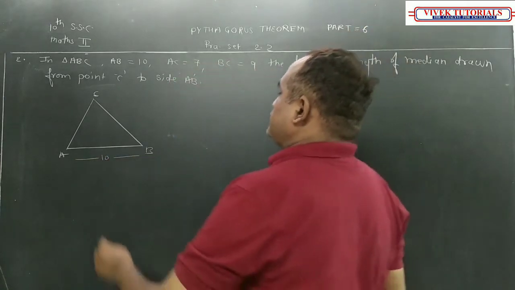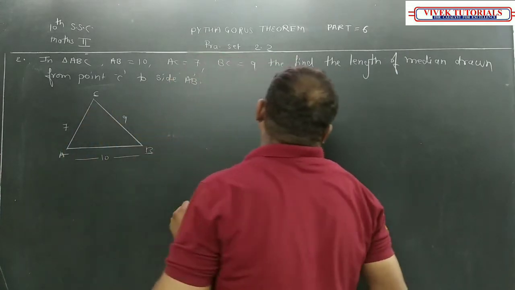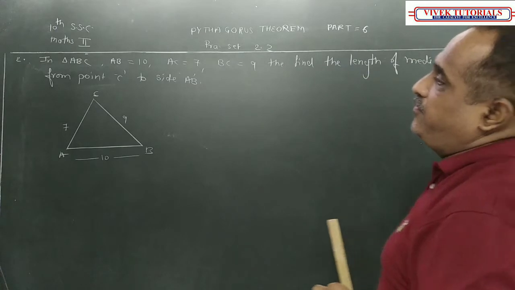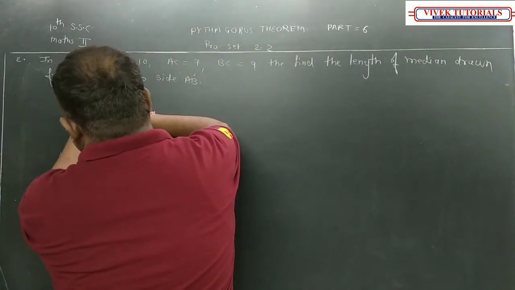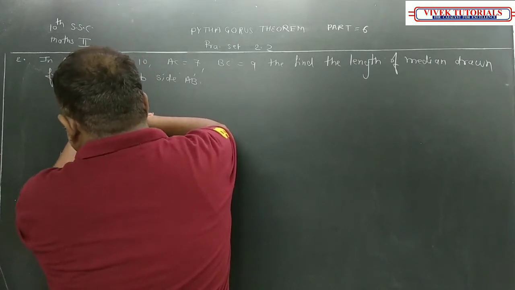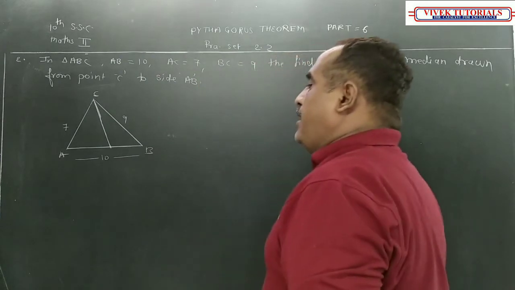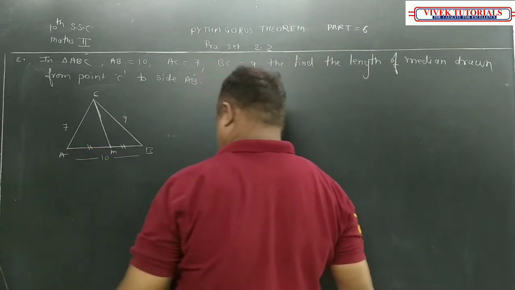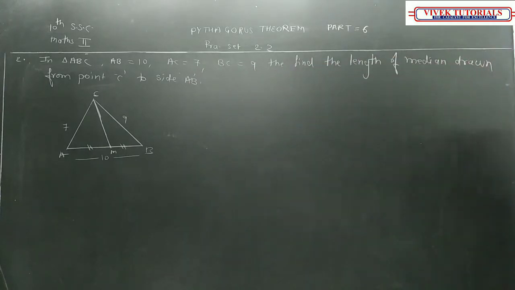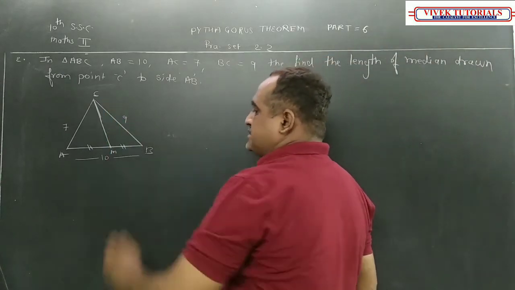AC is equal to 7, BC is equal to 9, and find the length of the median drawn from C. So, a median is a segment joining a vertex and the midpoint of the opposite side. So CM is the median. Okay. So what have they asked you? Find the length of the median drawn from point C. That means you have to find out CM.